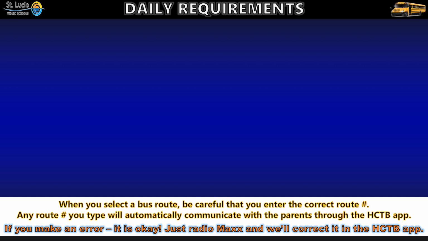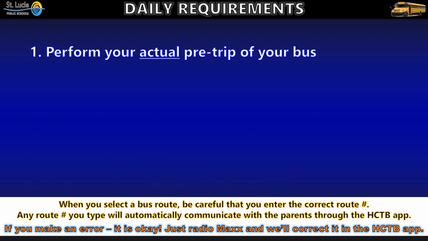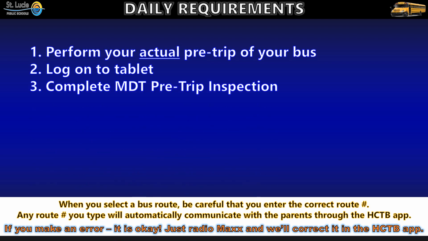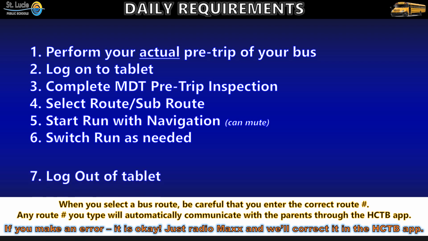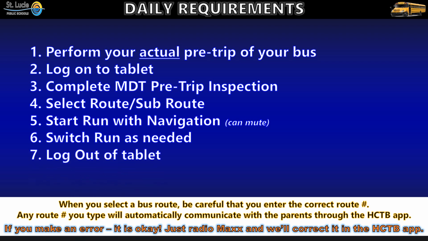Now, let's review your daily requirements. First, you'll need to perform your actual pre-trip of your bus. Then, you'll log on to the tablet and complete your MDT pre-trip inspection. From there, you'll select your route and any sub-routes that you may be running. Start your run with navigation, and remember, you can mute it if you choose. You'll switch your runs as needed, and then log out of the tablet when you return to the compound. Remember, in the PM, repeat steps 1 through 7.